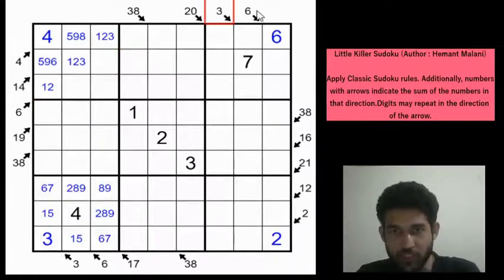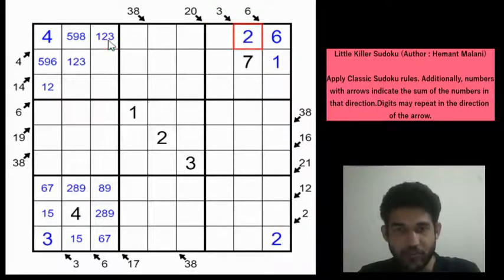Let us move on to this block to get some easy information. We have a 3 here, so it can be only 1 and 2. But you have a 2 here, so this is a 1 and this is a 2. And this 2 eliminates the 2 from here. So you get a 1 and a 3 here, and because of this 1, you get a 2, 3 here, right?